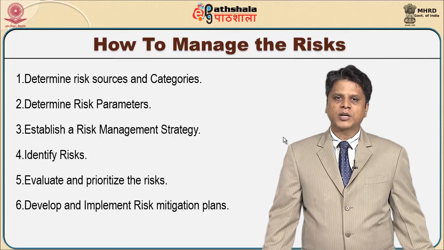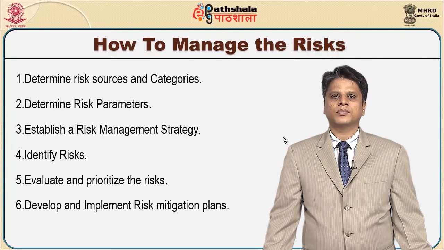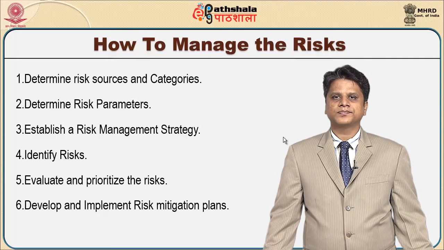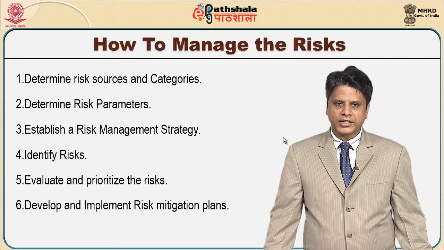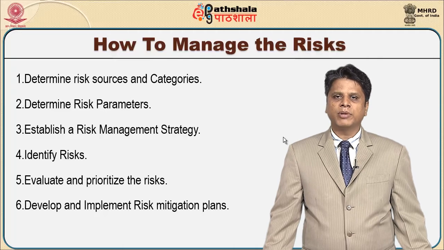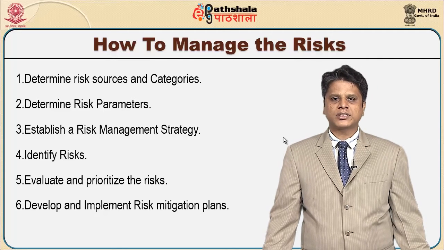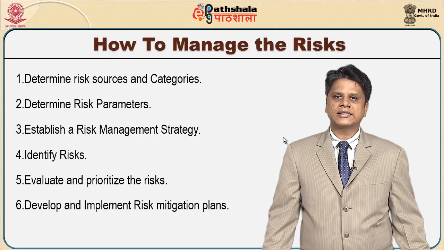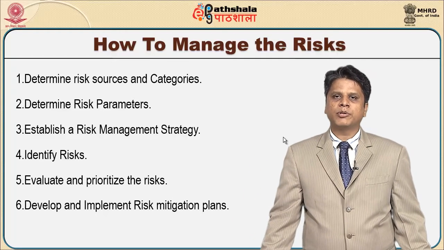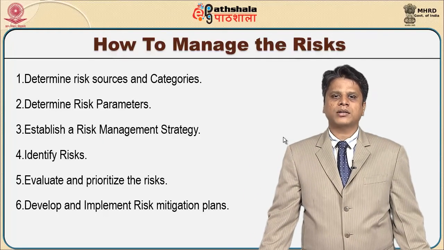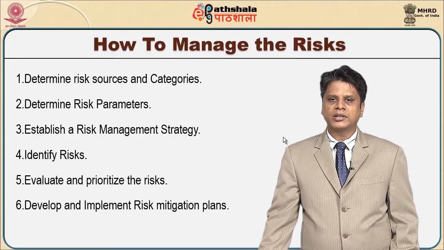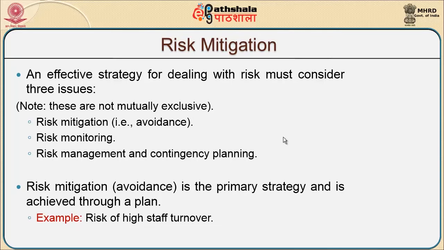We first try determining the risk sources and categories, determine the risk parameters, establish the risk management strategy, identify the major quantum or components of risk, evaluate and prioritize, list it out one after another, basically by putting up a questionnaire and looking at its impact, and develop and implement risk mitigation plans. Risk mitigation is just a part of overall risk management, wherein an effective strategy for dealing with risk must consider three different issues: risk mitigation, monitoring and management, and the contingency plan.